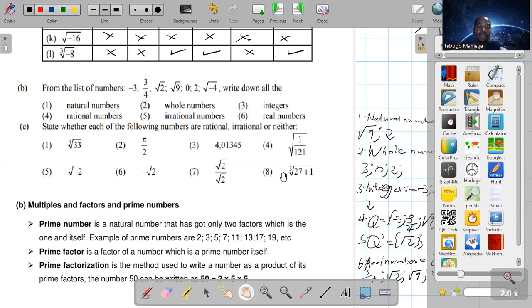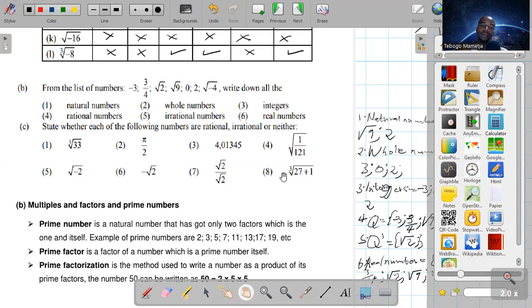Under the rational numbers, we said we have integers, which include whole numbers and natural numbers, and non-integer rational numbers. Under non-integer rational numbers, we talked of recurring decimals and terminating decimals. All those numbers that I've just mentioned fall under rational numbers.